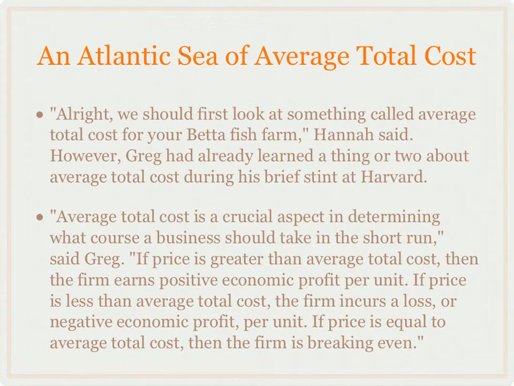Alright, we should look first at something called average total cost for your betta fish farm, Hannah said. However, Greg had already learned a thing or two about average total cost during his brief stint at Harvard. Average total cost is a crucial aspect in determining what course a business should take in the short run, said Greg. If price is greater than average total cost, then the firm earns positive economic profit per unit. If the price is less than average total cost, the firm incurs a loss or negative economic profit per unit. If price is equal to average total cost, then the firm is breaking even.